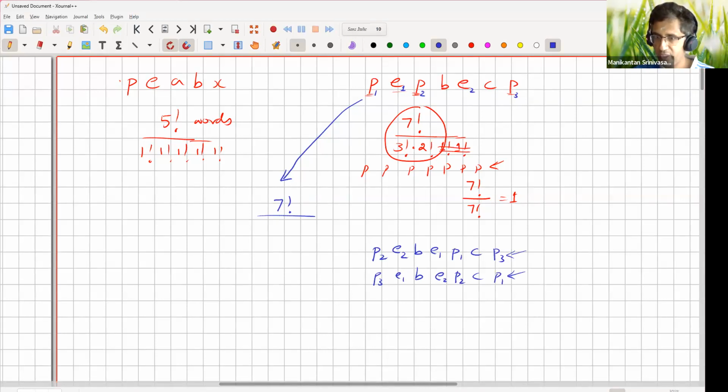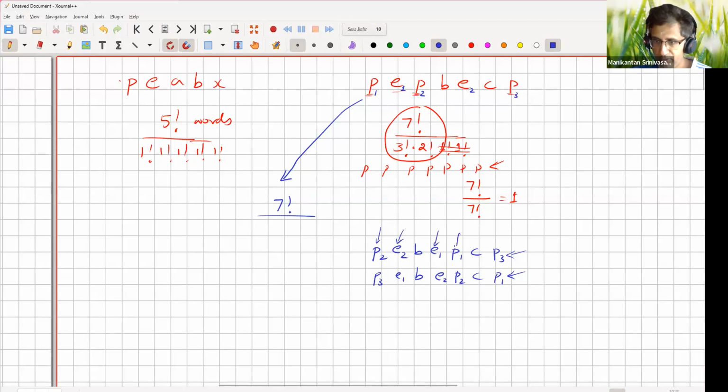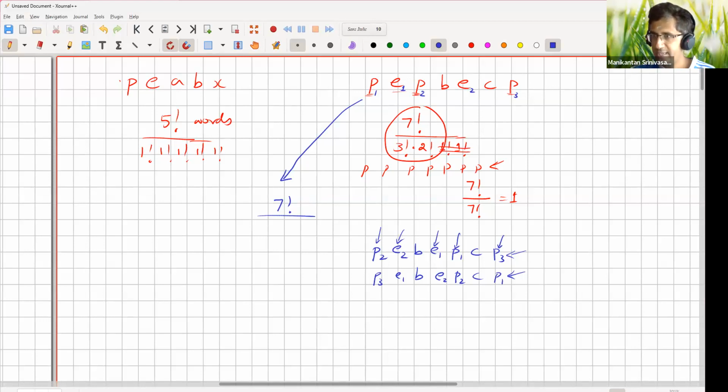If the differentiation of that 1, 2, or 3, that suffix was not there, it's just P for P, E for E, E for E, P for P, P for P, right? If I didn't have that suffix associated, these both will actually get treated as one word. But now, because of the suffix, it's getting treated separately.